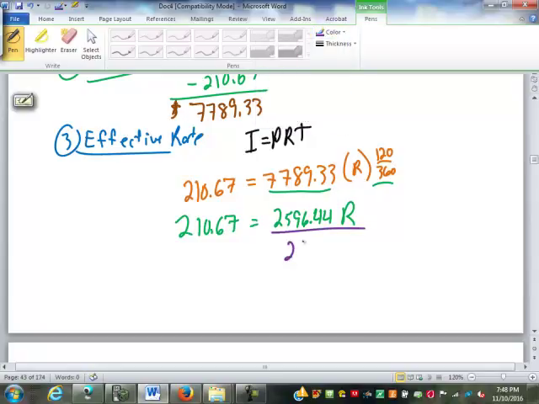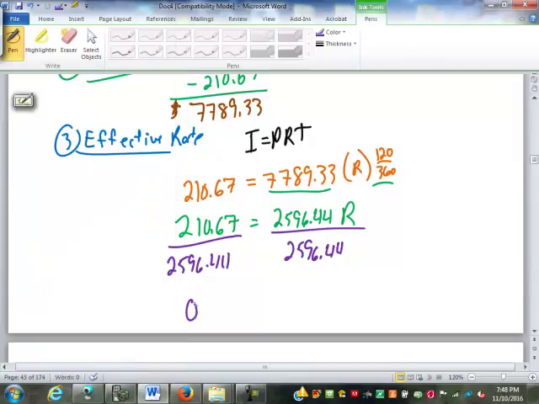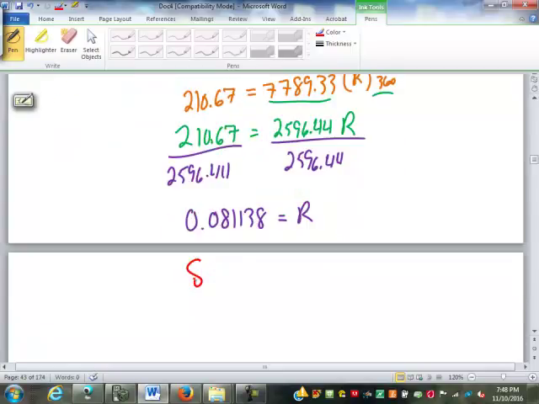Now I've got to divide. Remember, this is where we're trying to keep it in our calculator if we can. So we're going to do 210.67 divided by that previous answer. 0.081138. Moving the decimal point over 2 spots, 8.1138%. If I rounded to the nearest hundredth, I didn't tell you where to round there, but if I rounded to the nearest hundredth, it'd be 8.11%. How did we have that?